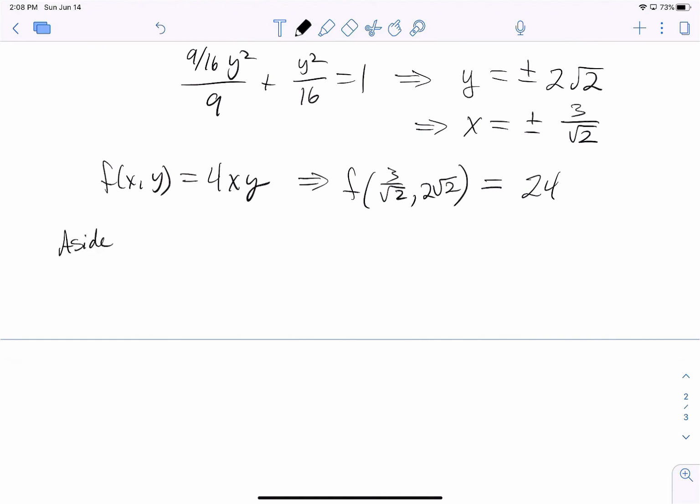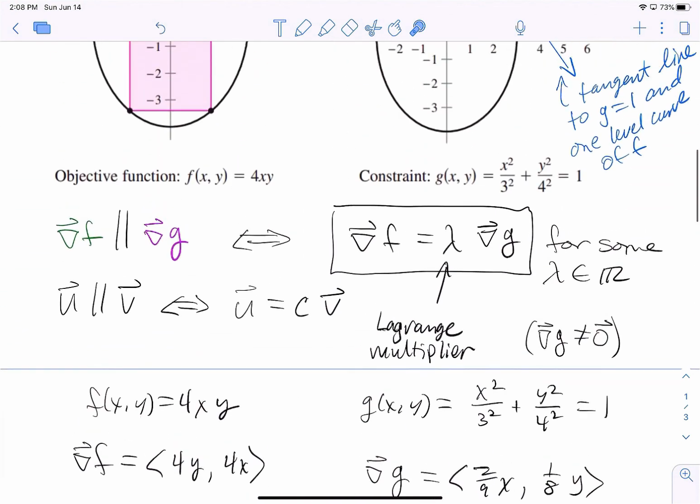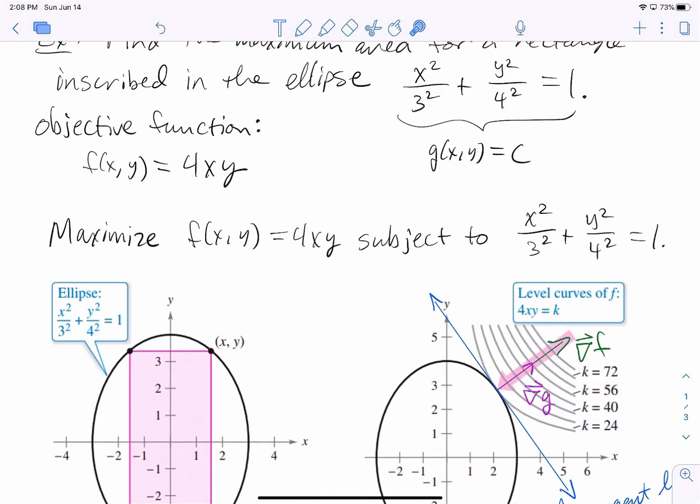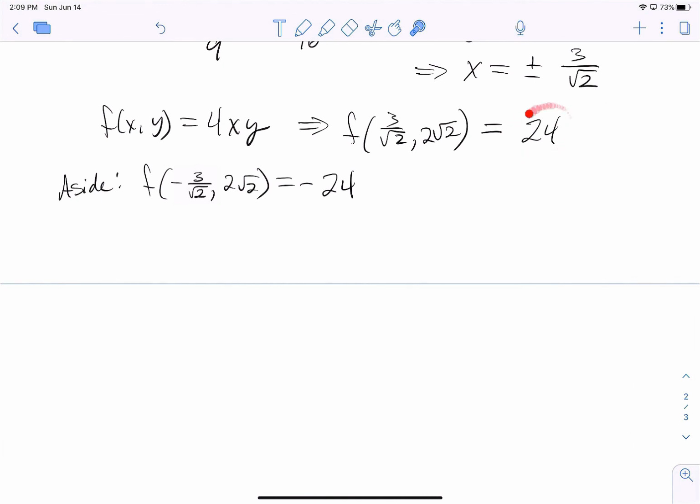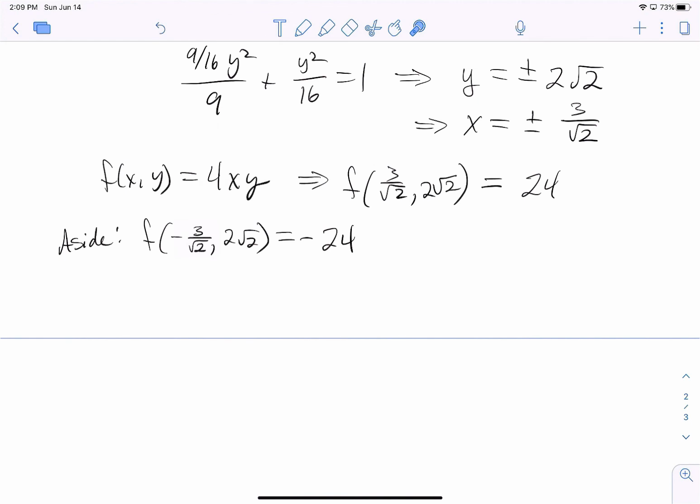As an aside here, we can say that f of, for instance, negative 3 over square root of 2, 2 root 2 is equal to negative 24. Now, we don't care about that in the context of the area of a rectangle, but in general, if we were to optimize instead of maximize f of xy equals 4xy subject to the equation of the ellipse, we would say the maximum is 24 and the minimum is negative 24. And you can see what would happen if you plugged in negative 3 over root 2 and negative 2 root 2. You'd get the same value of 24.